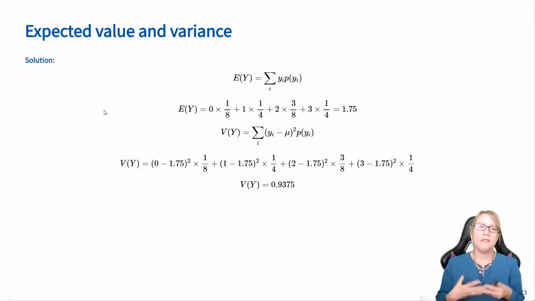Now to find the variance. The variance is really just the expected value of y minus mu quantity squared. So we'll calculate for each possible y the quantity y minus mu squared, and multiply that by the corresponding probability. So we get 0 minus 1.75 squared times the corresponding probability, plus 1 minus 1.75 quantity squared times the corresponding probability, and so on. All the way through, we get our variance to be about 0.94.